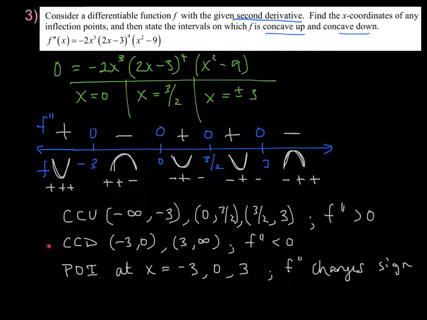And there are my conclusions. My points of inflection occurred whenever I changed sign. That occurred here when I changed from positive to negative, here when I changed from negative to positive, and then at positive 3 when I changed from positive to negative.